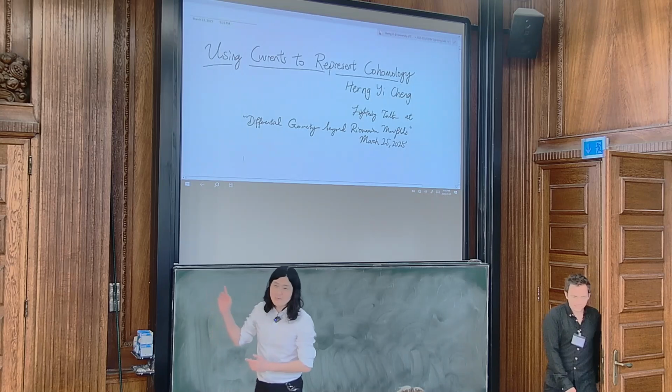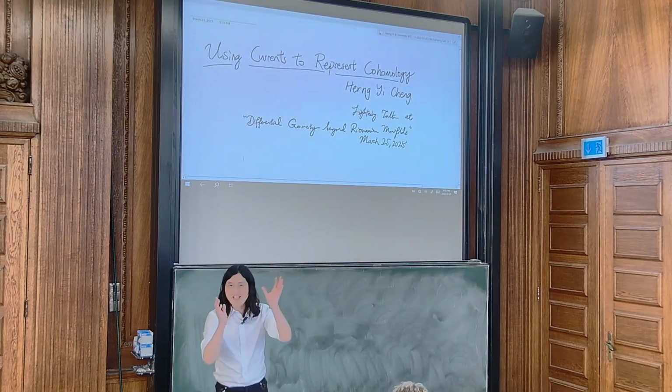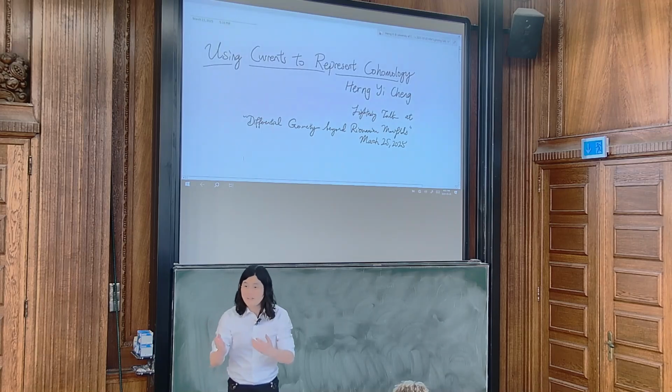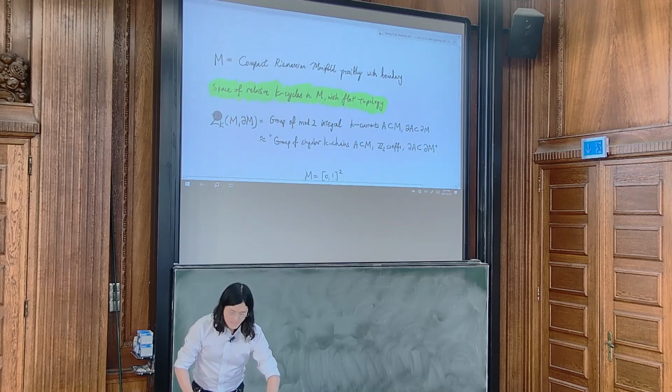My talk is going to be about using currents to represent cohomology. So taking this algebraic topology object and finding a geometric way to represent it. So what kind of currents am I going to deal with? Let me just introduce it.